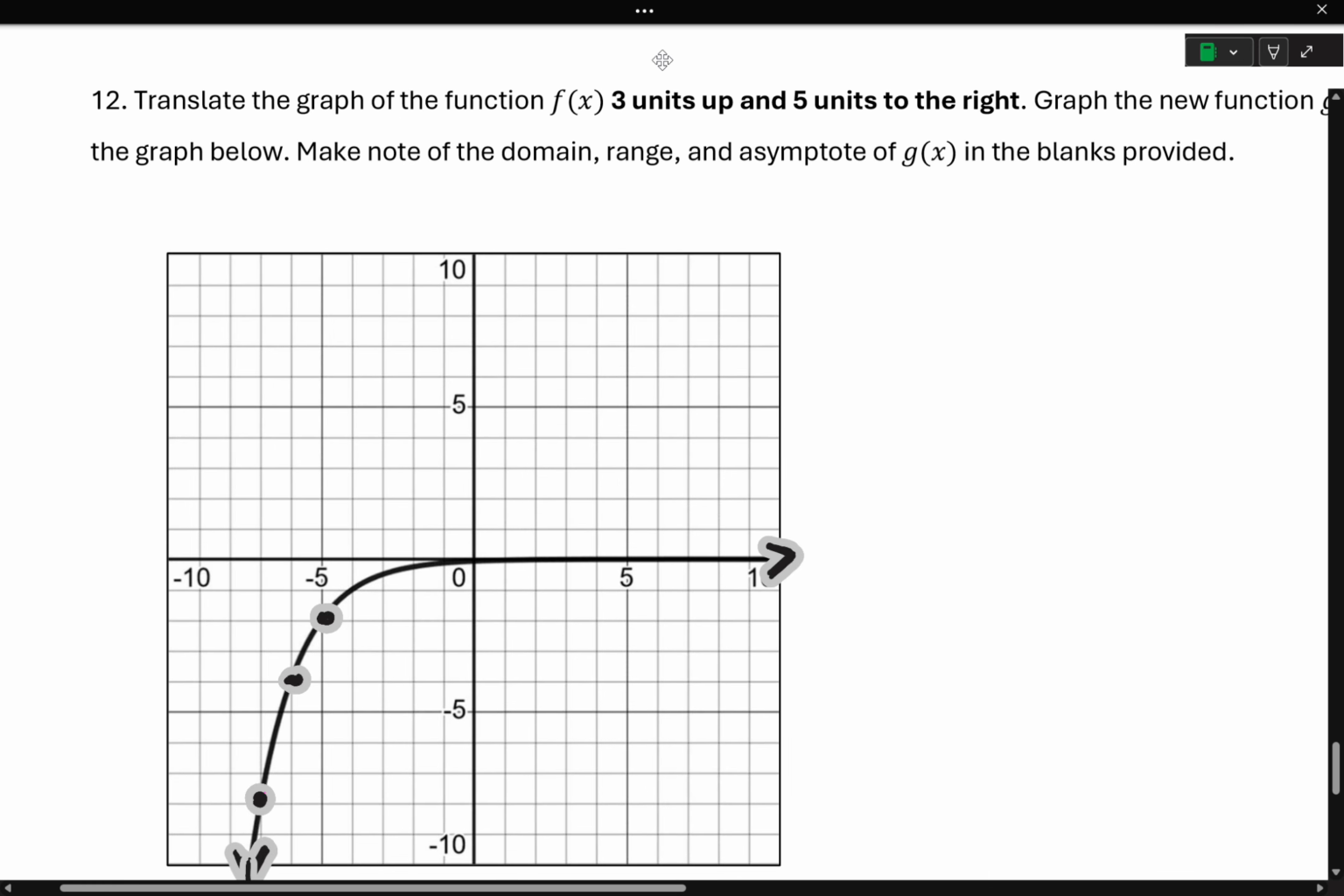Let's go. Up 3, 1, 2, 3. To the right, 5. 1, 2, 3, 4, 5. New point. Up 3, 1, 2, 3. To the right, 1, 2, 3, 4, 5. New point. Up 3, 1, 2, 3. Right 5. New point. Okay.